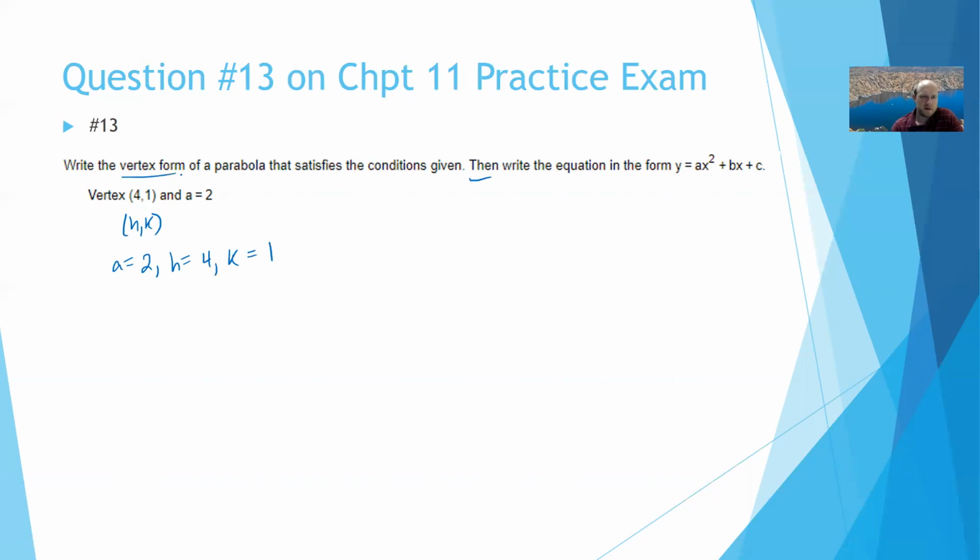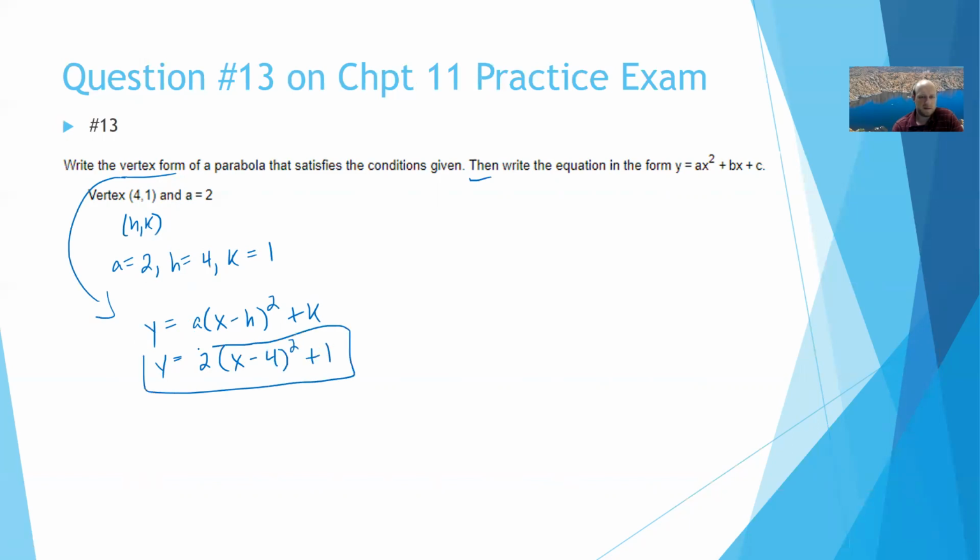So if I want to do the vertex form of this, okay, so if I want to do y equals a times x minus h squared plus k, that's the vertex form that we just talked about, then I just substitute. So a is equal to 2, h is equal to 4, and k is equal to 1. This is our vertex form.